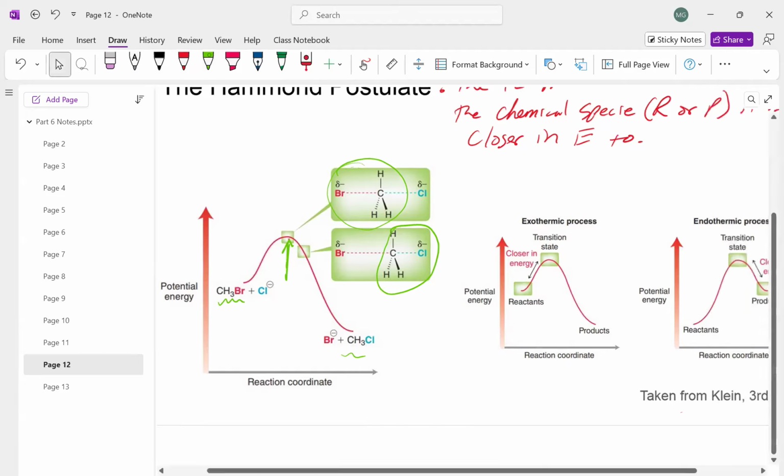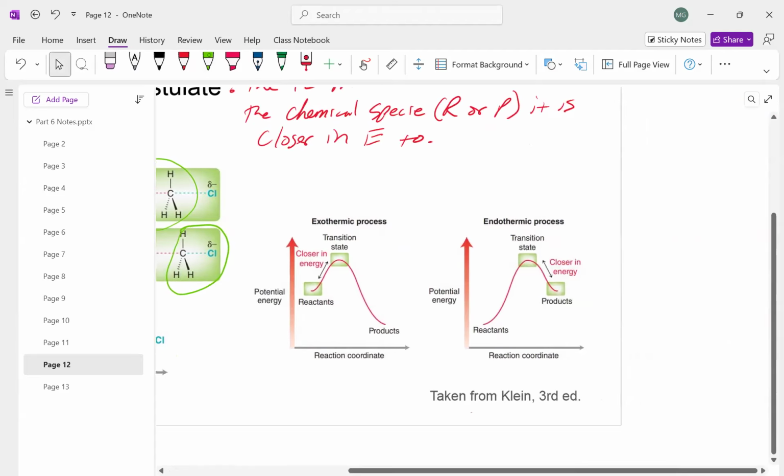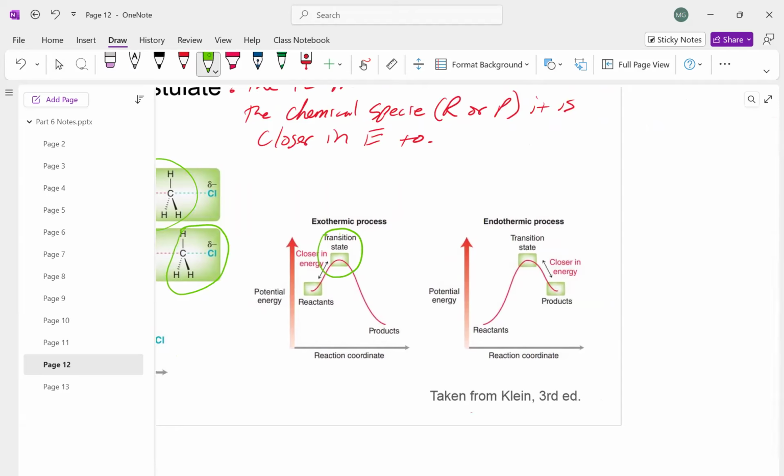So in an exothermic process, the transition state looks a lot more like the reactant than the product. In an endothermic process, the transition state is closer in energy to the product, so it looks a lot more like the product than it does the reactant.